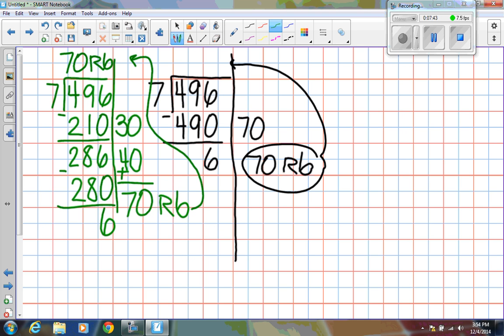So with partial quotients, there are an infinite amount of ways to get to the same answer, but use the math facts that you know.